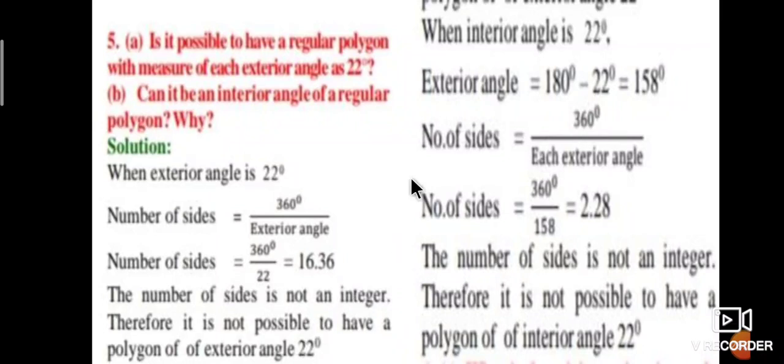Therefore, when interior angle is 22 degrees, exterior angle is equal to 180 minus 22 degrees, that is 158 degrees. Therefore, number of sides is equal to 360 divided by each exterior angle, that is 360 divided by 158, that is equal to 2.28. The number of sides is not an integer, therefore it is not possible to have a polygon with interior angle 22 degrees.